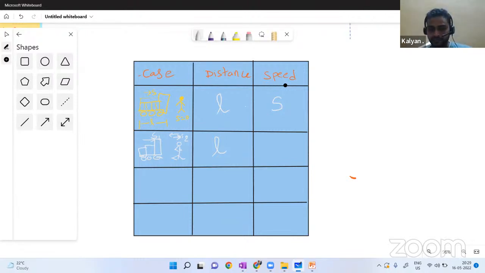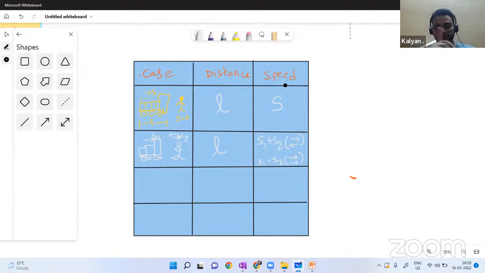What is relative speed? We know it is s1 plus s2 when the two objects are moving in the opposite direction, but it will be s1 minus s2 when they are moving in the same direction. So differentiate the arrow directions. Hope it's clear for you, right?